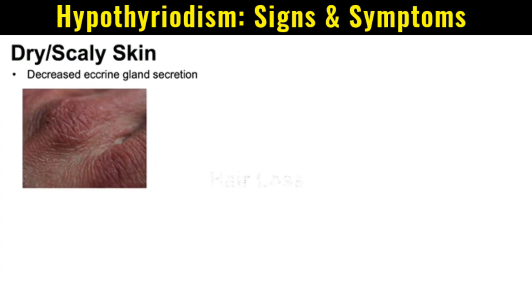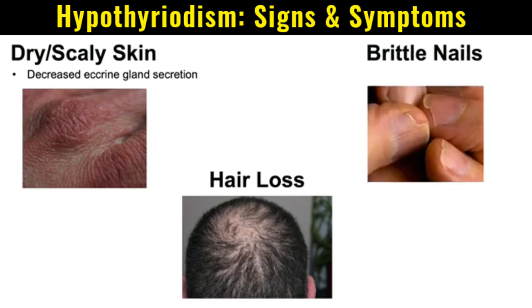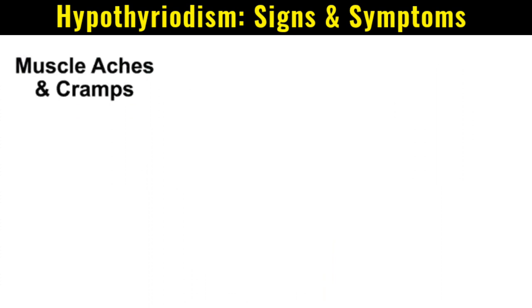Another sign of hypothyroidism is hair loss. This is due to increased hair fall and reduced hair growth. So hypothyroidism can lead to increased hair fall and reduced hair growth. And then we can also see brittle nails in hypothyroidism, nails that are cracked and chipped, and this is due to decreased nail growth in general. So again, some of the other signs of hypothyroidism include dry, scaly skin, hair loss, and brittle nails. We can also see issues with muscle aches and cramps in hypothyroidism.